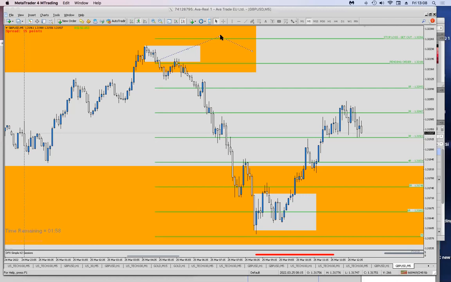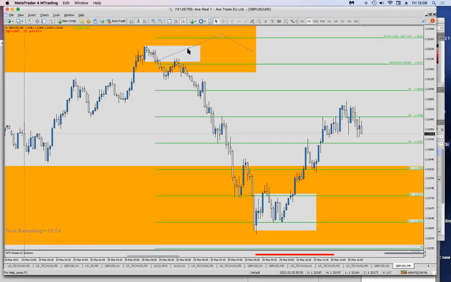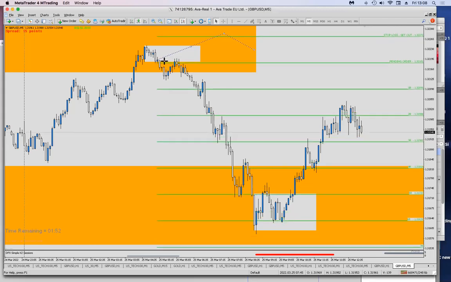So guys, this would have been a 10 pip stop loss today. And it would have been a 6R trade. So if you put 1% on that account, whatever size account you've got, you would have made 6% on your account on this trade.